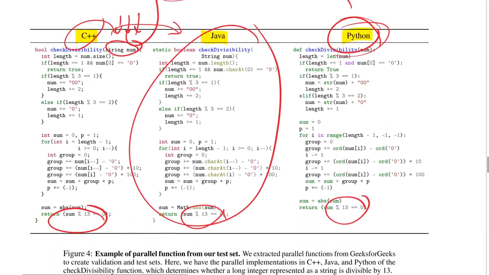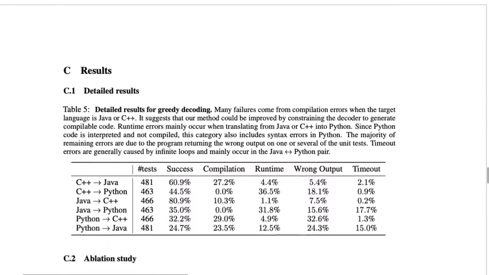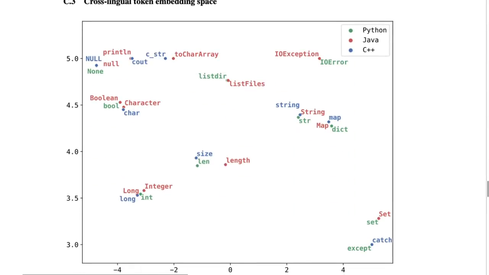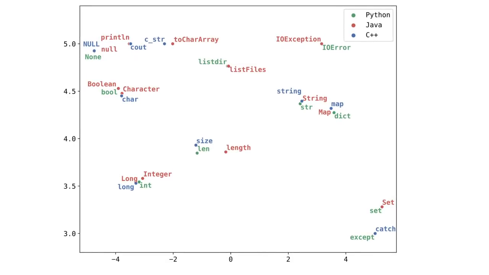Okay, so we have looked at this. This is one of the results. They look at their shared embedding space, and this is a t-SNE plot, a 2D projection of this shared embedding space. And you can see that this is actually happening. So null, null, and none are mapped to similar locations. Println and cout are mapped to similar locations in this space. So this is exactly what we want.